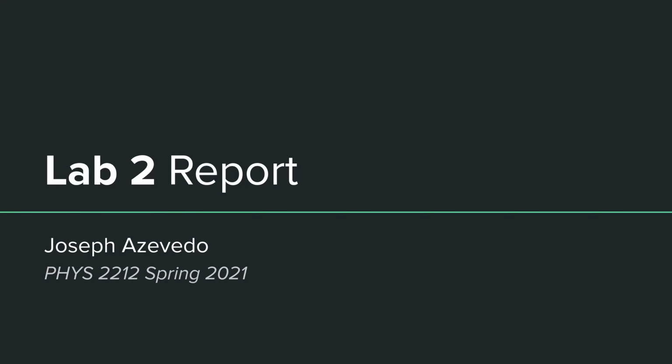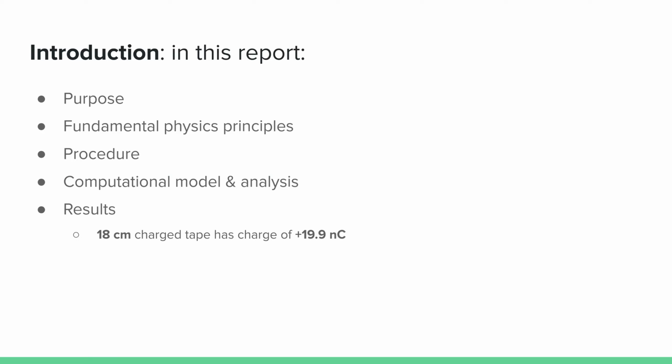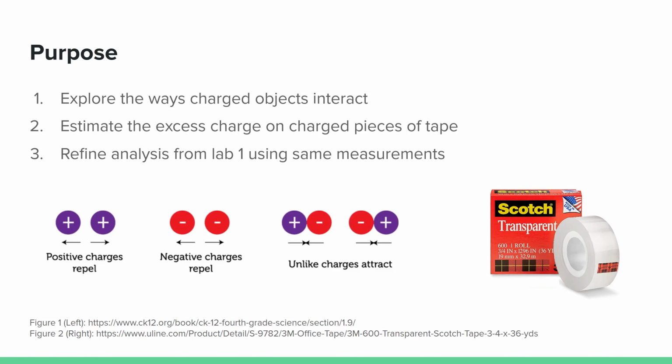My name is Joseph Azevedo, and this is my lab report for Lab 2. In this report, I'm going to go over the purpose of the lab, the fundamental physics principles involved, the procedure involved, and measurements taken, the computational model created to aid analysis, and finally, the results of the lab, during which I revised the charge of the 18 centimeter long charge tape based on measurements from Lab 1 to be around positive 19.9 nanocoulombs.